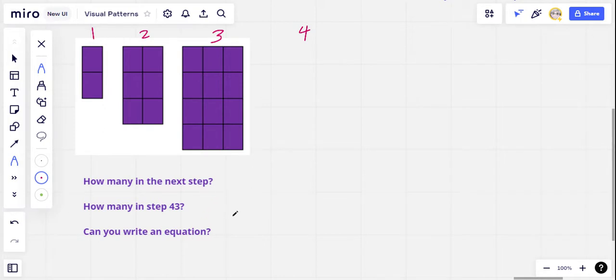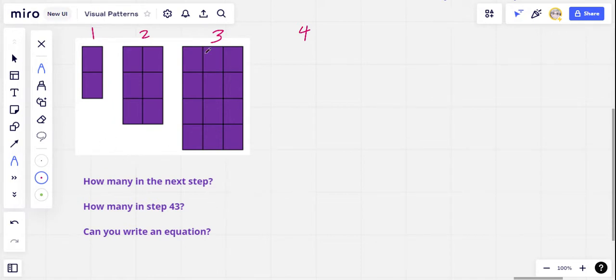And then if you have success with that, you can try predicting how many in step 43. That's much more difficult. And see if you can write an equation that would predict any step number at all. So that's the challenge. If you want to try that, pause the video and see how you do.